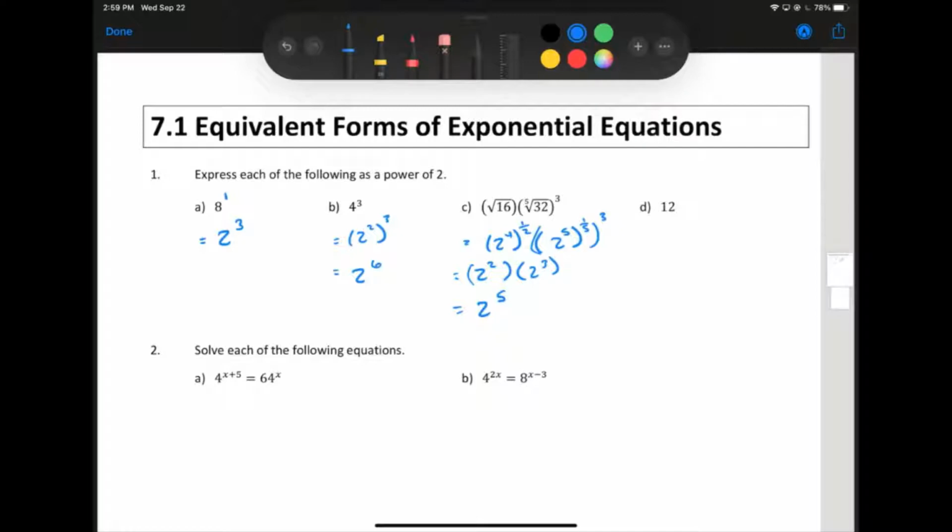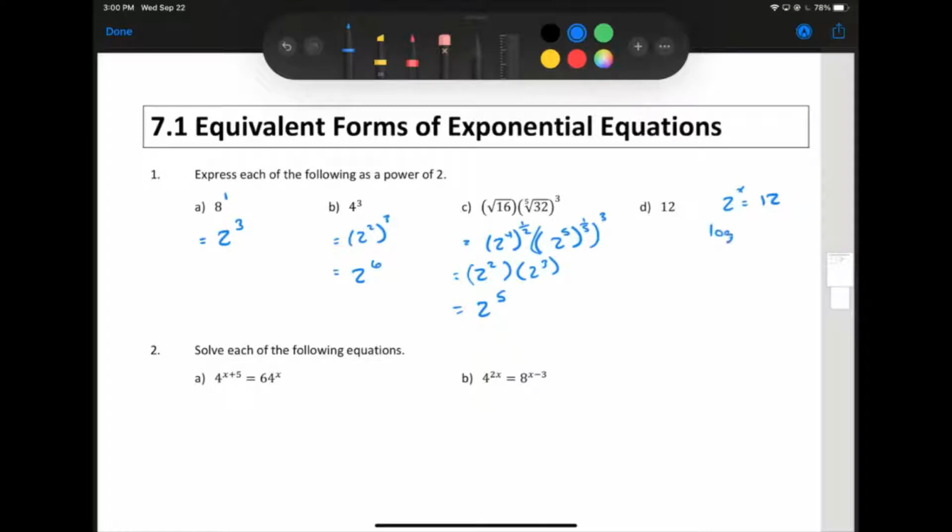Okay, for part D, 12. How do I write 12 as a power of 2? Well, I'll give you a hint. In a question like this where it doesn't work out nicely, we learned a tool last unit to be able to express things differently. So what I'm saying is I want 2 to some exponent to equal 12. What can I do to both sides to actually solve that and figure out what the x is going to be? Well, an unknown exponent calls for logarithms.